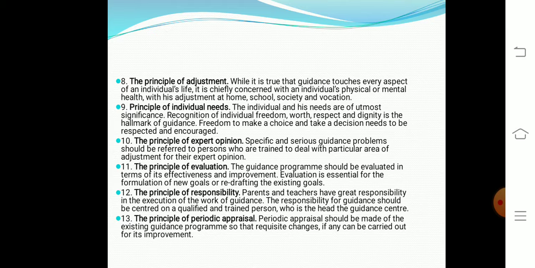Next, the principle of periodical appraisal. Periodical appraisal should be made of the existing guidance program so that necessary changes, if any, can be carried out for its improvement.